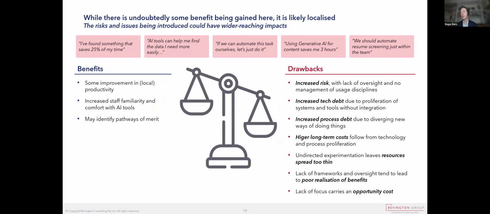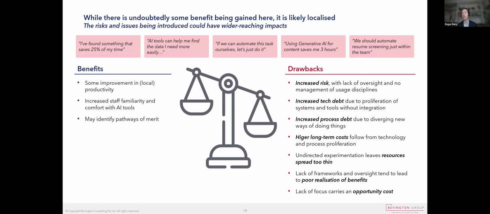But the problem is if you try to do everything at once, as we've said, there's undoubtedly some benefit, but it can be localized and it can be small. And the risks being introduced have wider impacts. So benefits of doing work everywhere, there'll be some local improvement, but it's local. You can have increased staff familiarity and comfort with AI tools. And in fact, you can argue that that's necessary, and we'll argue that that is necessary in a few minutes' time. So you do need some degree of education and awareness and building comfort. And you may identify pathways of merit. So you can actually find ways to build your AI that makes a great deal of sense.